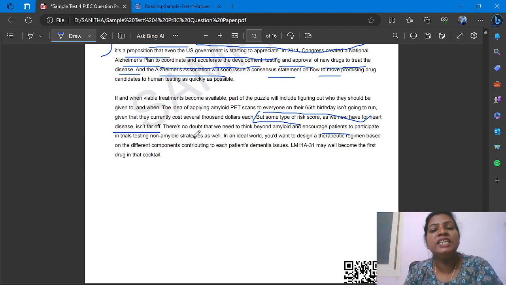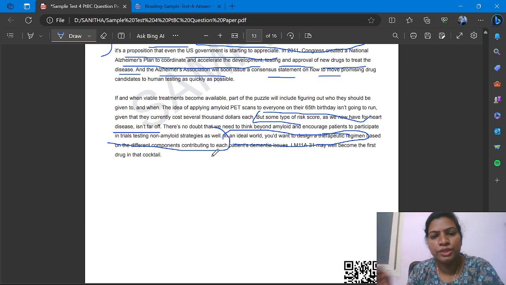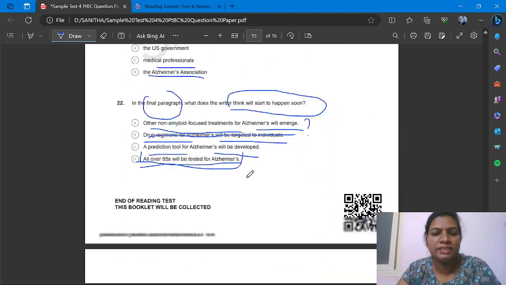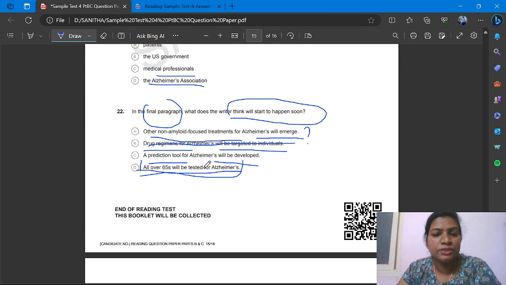There is no doubt that we need to think beyond amyloid and encourage patients to participate in trial testing non-amyloid strategies as well. In an ideal way, we want to design a therapeutic regimen based on the different components contributing to each patient's dementia issues. LN11A31 may well become the first drug in that cocktail. So what is the answer here? We eliminated these two options.